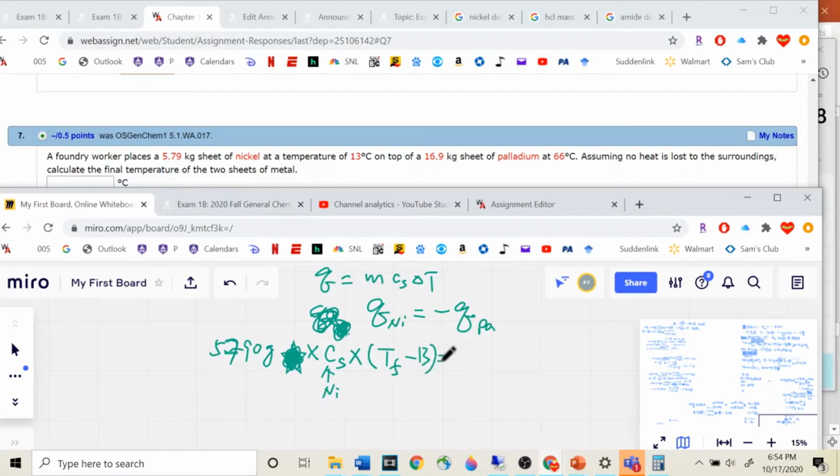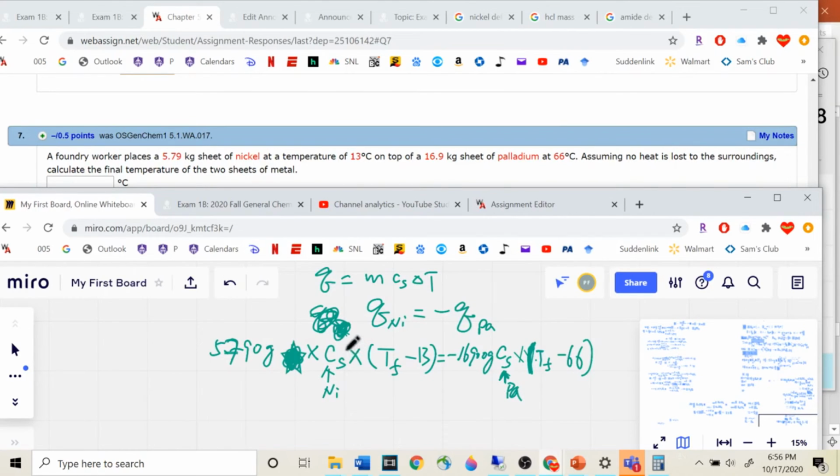Now we'll get to palladium. Negative, that should be 16,900 grams times Tf minus Ti. Ti in this case is 66 degrees. And of course, the Cs here is for palladium.